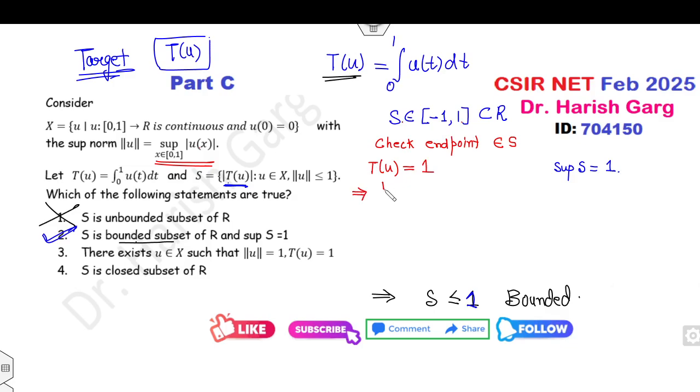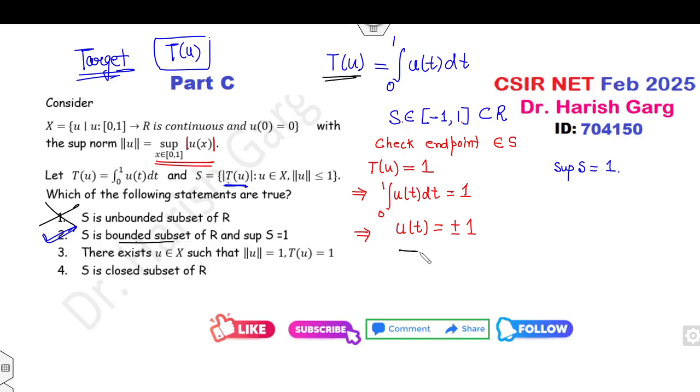When will T of U be 1? That means the integral from 0 to 1 of the absolute value is 1. Fine. So this means U of t is plus or minus 1, because you take the supremum on the absolute value. So that is plus or minus 1. Now U of t is plus or minus 1. Is it possible? No. Why? Because the function U of 0 must be 0. So that means T of U can never be plus 1.